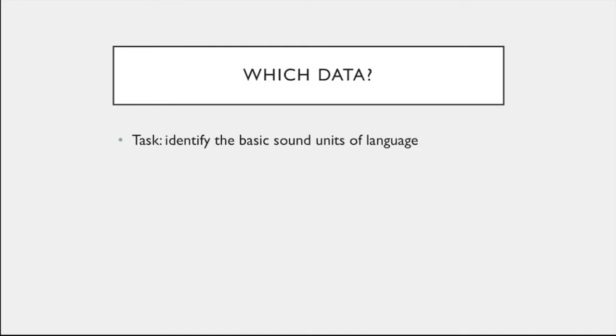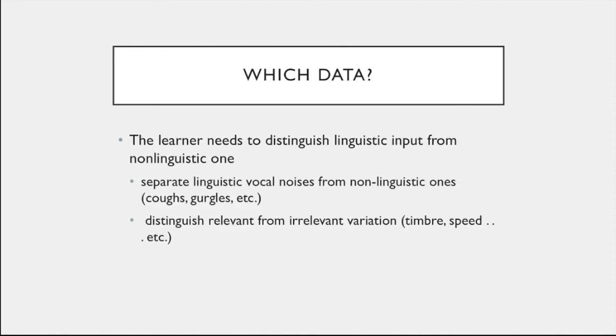Well, the problem is not as straightforward as it seems at first. To begin with, the child has to identify what stimuli count as data and which do not. One component task here would be to identify the basic sound units of language, in the case in which the child is acquiring a spoken language. Here, the learner needs to distinguish linguistic input from non-linguistic one. So it must separate linguistic vocal noises from non-linguistic ones, such as coughs, gurgles, etc. And it must distinguish relevant from irrelevant variations, such as in timbre, speed, and the like.